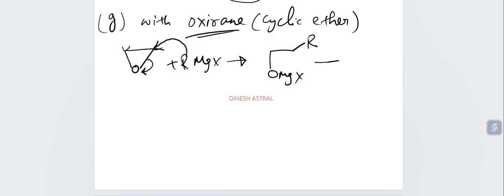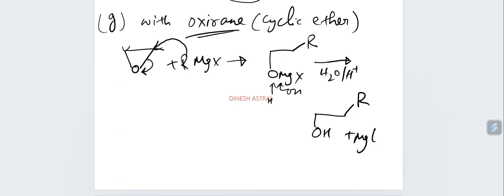Now this molecule on hydrolysis: one hydrogen will bind up with this oxygen, another OH will bind up with this magnesium, just a shortcut trick. So here R, this will become OH, and the byproduct will be MgOHX. Now here I'll tell you one important point.